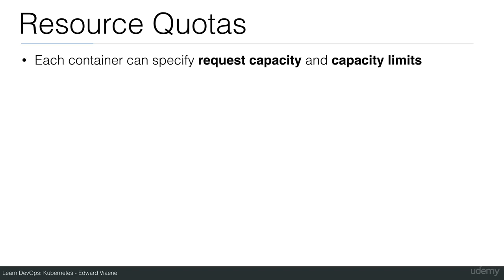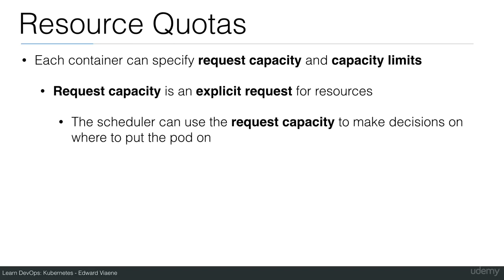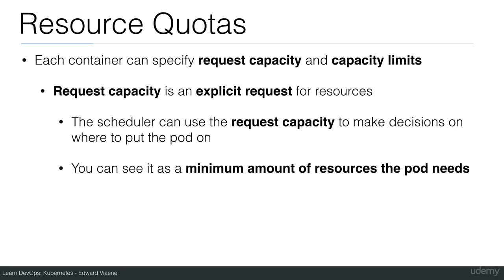Each container can specify request capacity and capacity limits, two different things that you can specify. Request capacity is an explicit request for resources. The scheduler can use this request capacity to make decisions on where to put the pods. You can see it as a minimum amount of resources the pod needs.